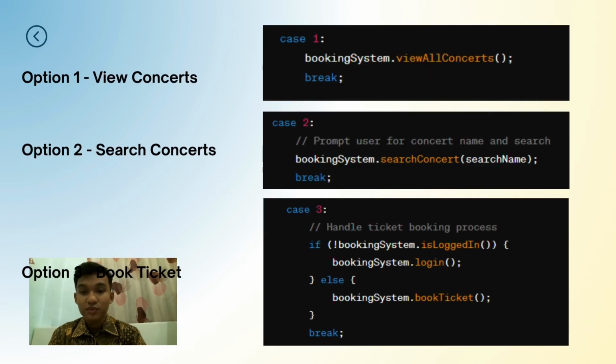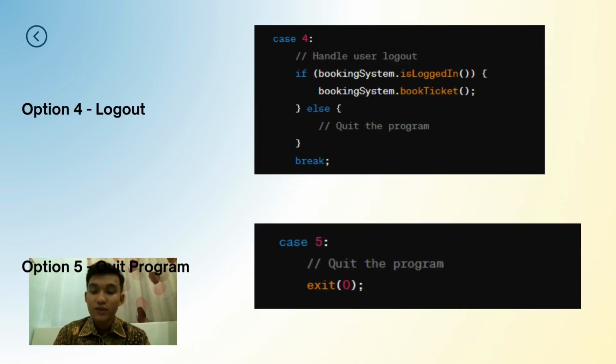So in our code, the concert booking system, there are a few cases. The first case, option 1, is displaying all available concerts to the user. Case 2, option 2, allows the user to search for concerts by name. Case 3, option 3, initiates the ticket booking process, including user login if not already logged in. Case 4, option 4, is logging out the user or quitting the program based on login status. And finally, case 5, option 5, is quit program, exiting the program upon user request.